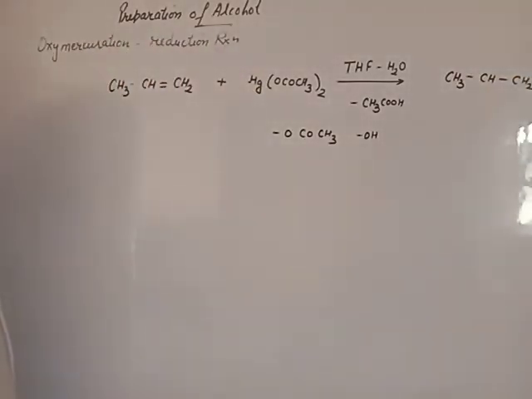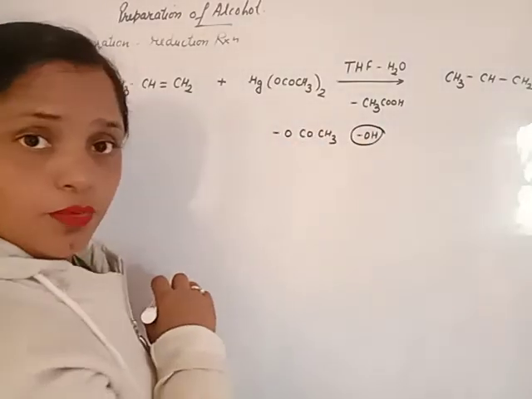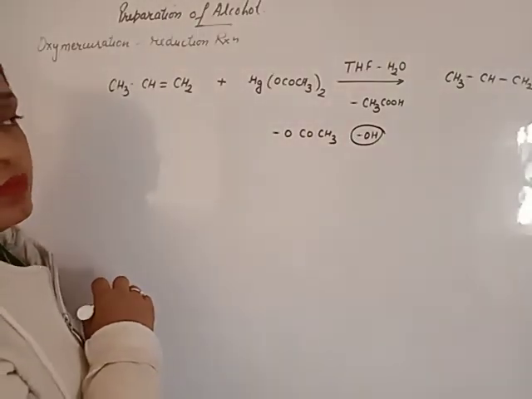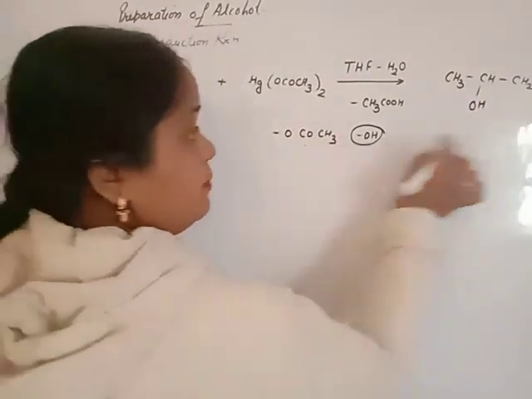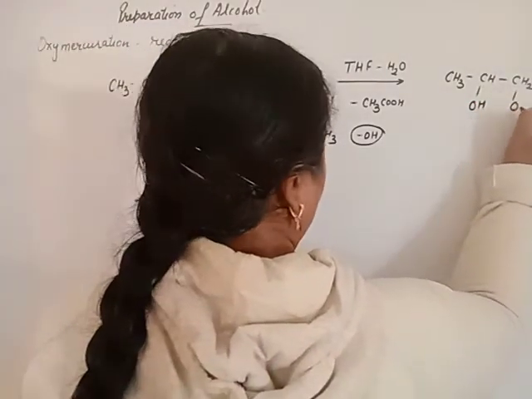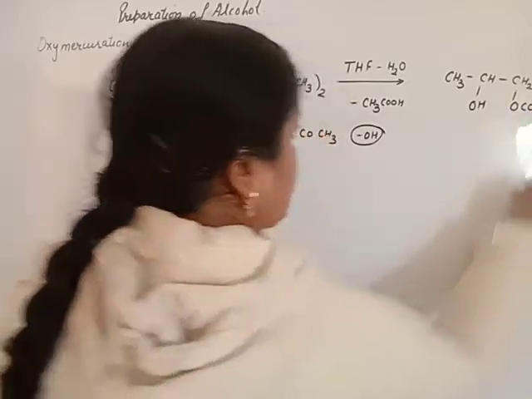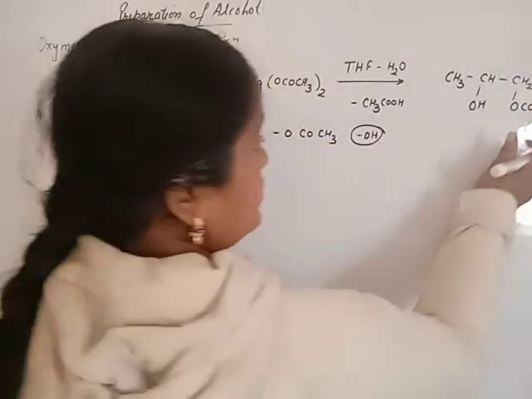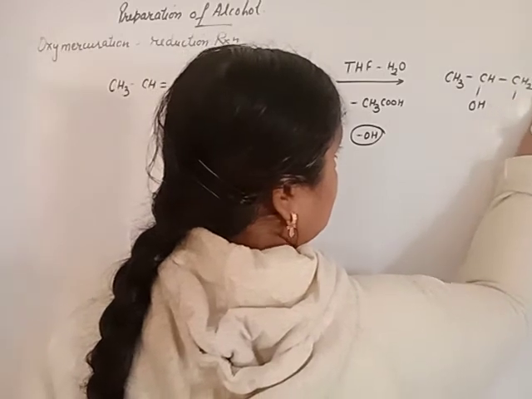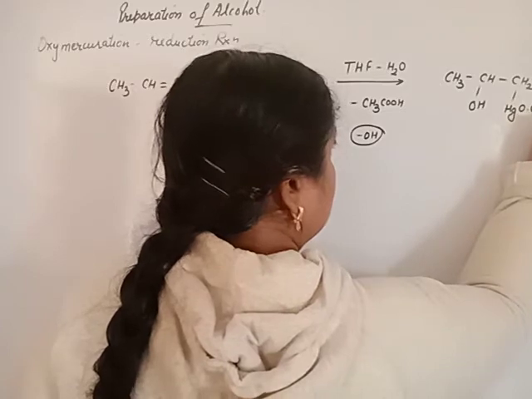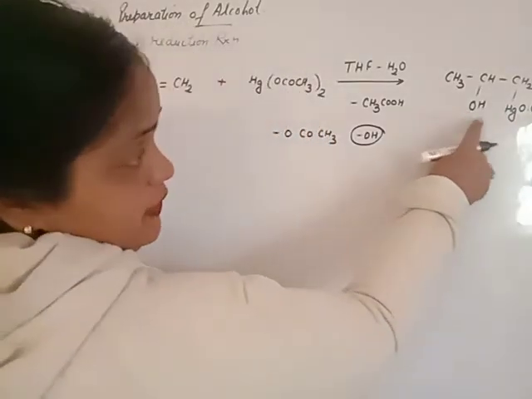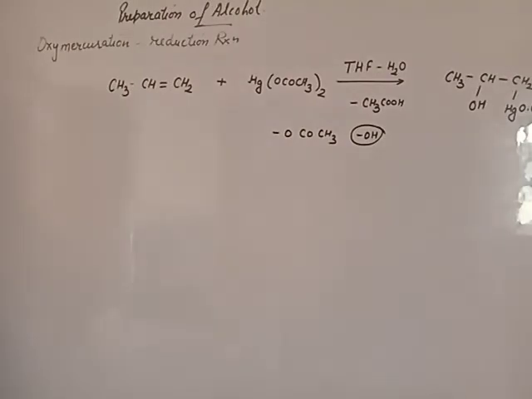Now what happened? Beta, it will follow Markovnikov addition. This is the more powerful nucleophile. It will go on the carbon with the lesser number of hydrogen atoms, and the remaining combines with the other. It is known as mercuration, oxymercuration: addition of oxygen and mercury. Then reduction takes place.